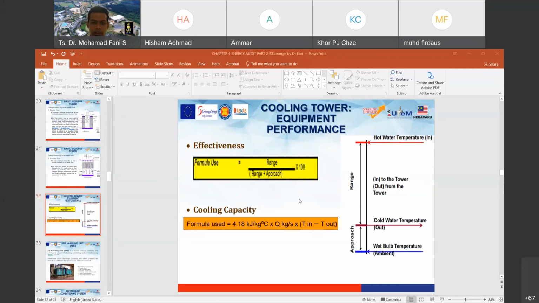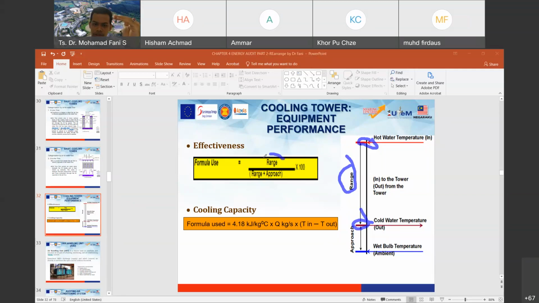How do we calculate the effectiveness of the cooling tower? By using this one, the range. What is range? Range of the cool water piping, the location of the piping, the inlet and outlet. So into the tower, something like here, and out from the tower. So this one is range number 1.